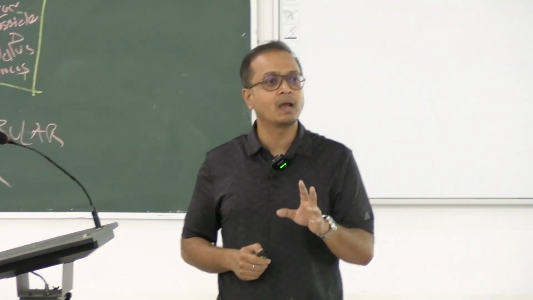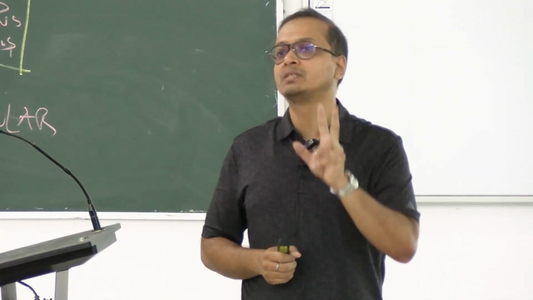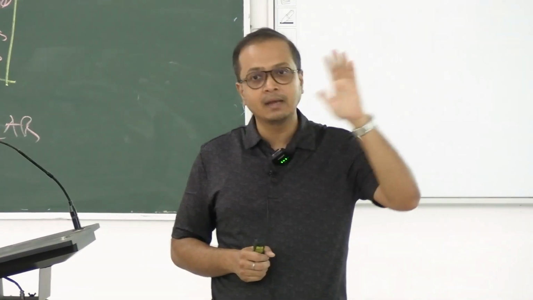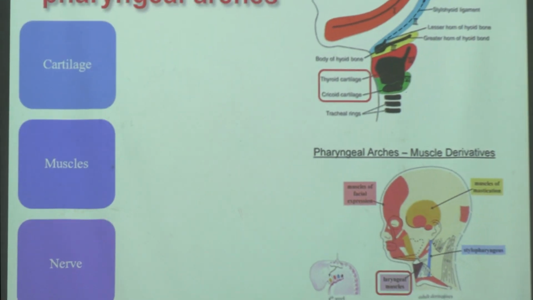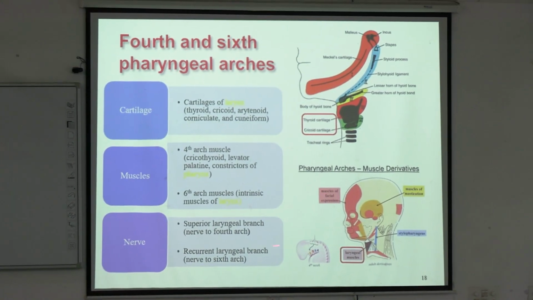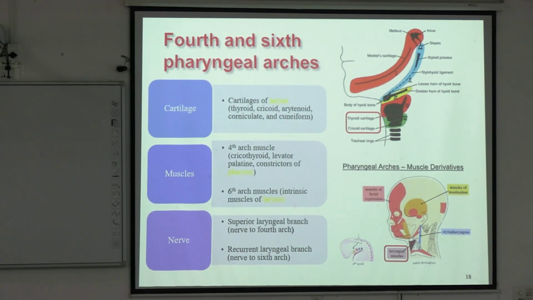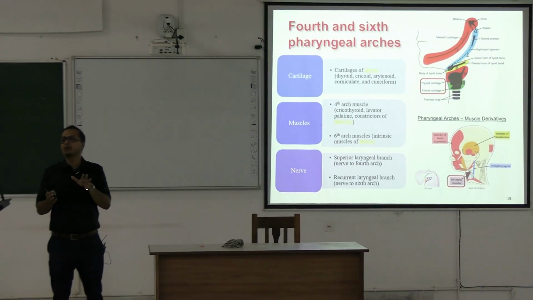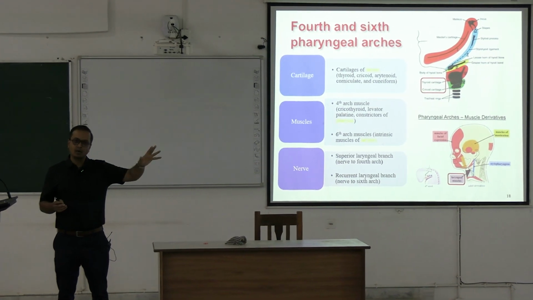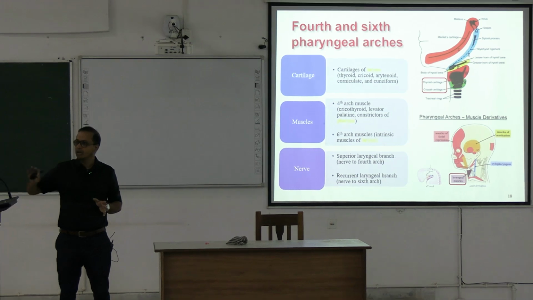They are likewise supplied by cranial nerve number 10, the vagus nerve. The vagus nerve has two divisions here: the superior laryngeal division and the inferior laryngeal division. The nerve supply to the fourth pharyngeal arch is coming from the superior laryngeal nerve of the vagus. The sixth pharyngeal arch muscles are supplied by the recurrent laryngeal branch of the same 10th cranial nerve, the vagus. So the dedicated nerve for the fourth and sixth is number 10, but it splits the load into two different branches.